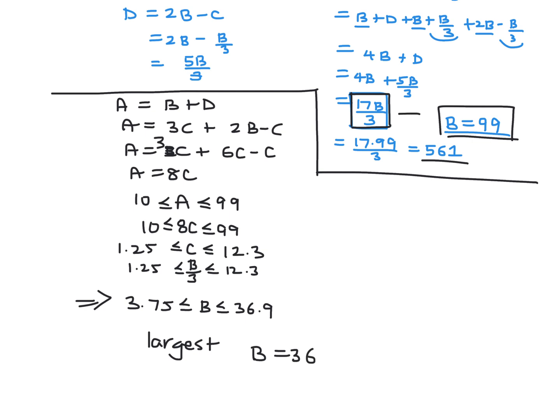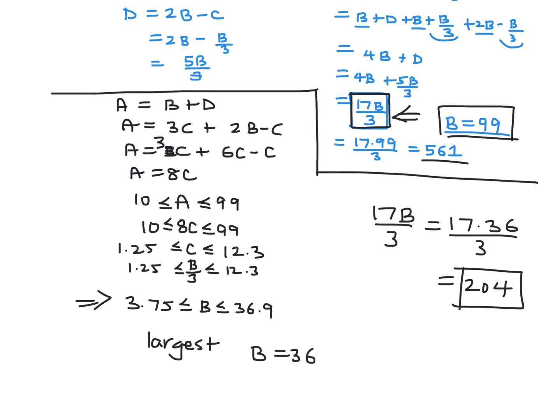Okay, so now let's revisit that 17b over 3. So that'd be 17 times 36 over 3. And that's 204. And this is the correct answer.